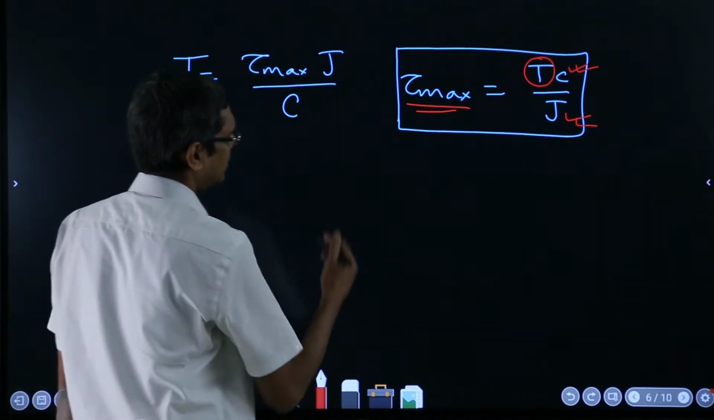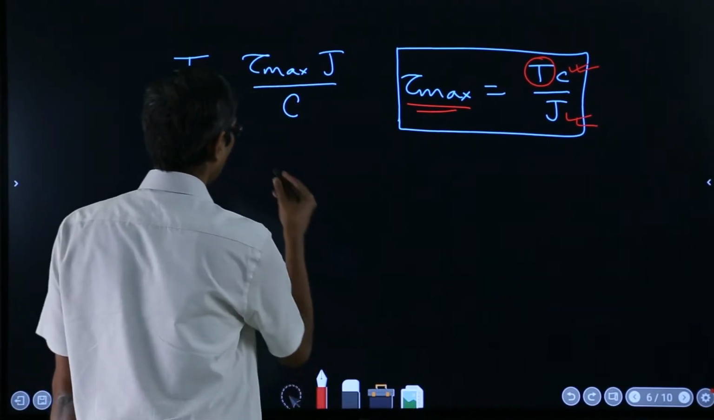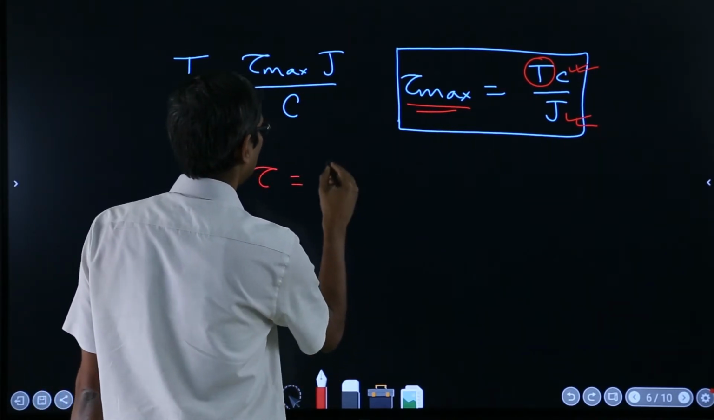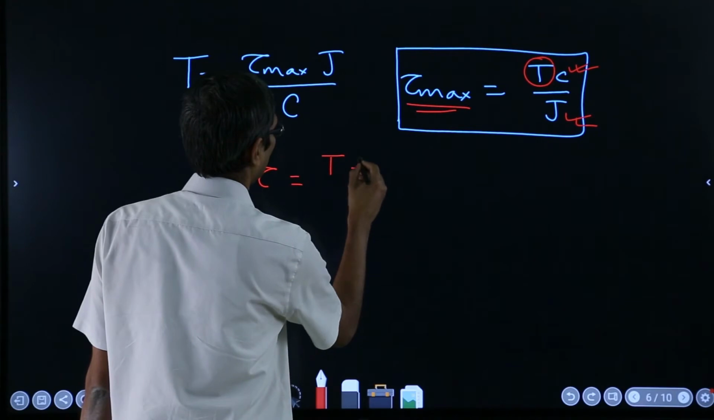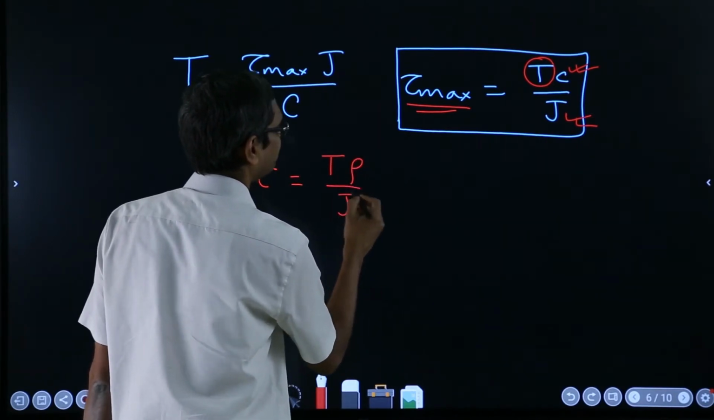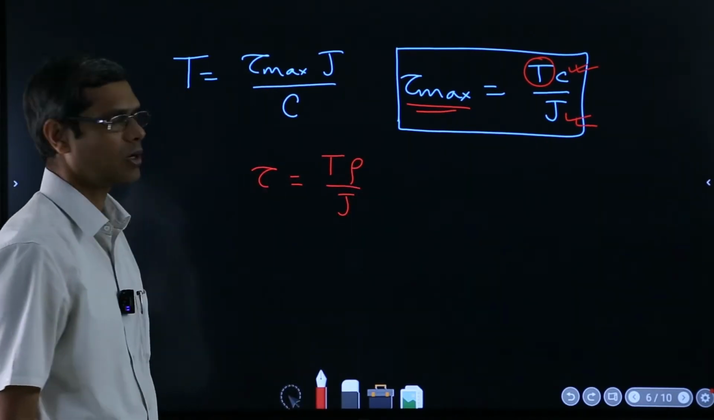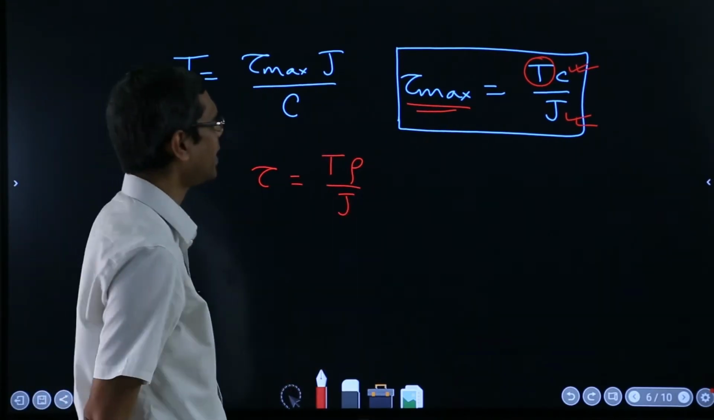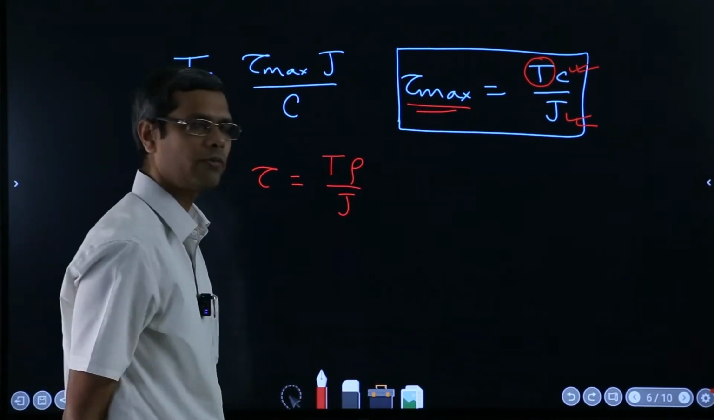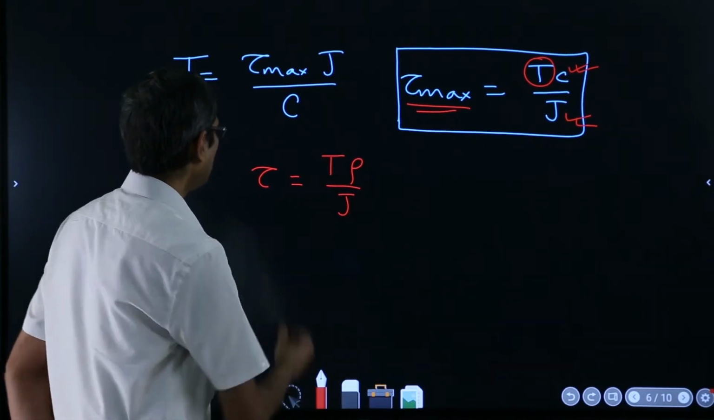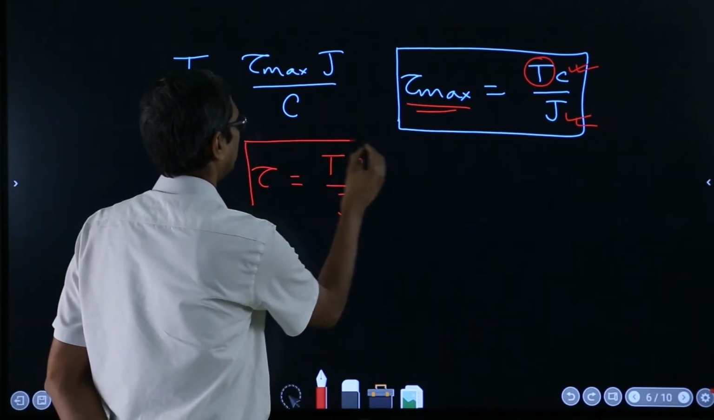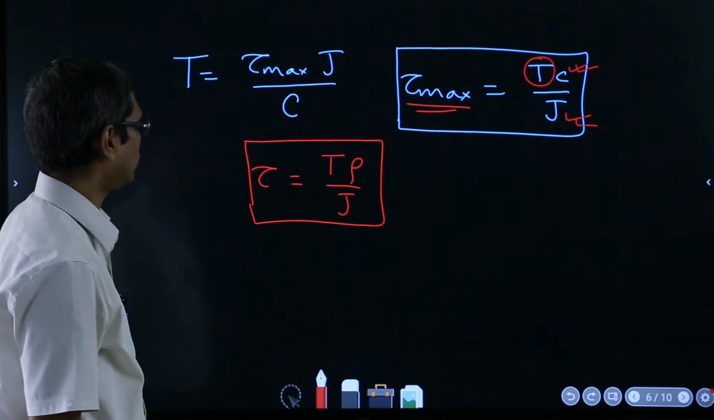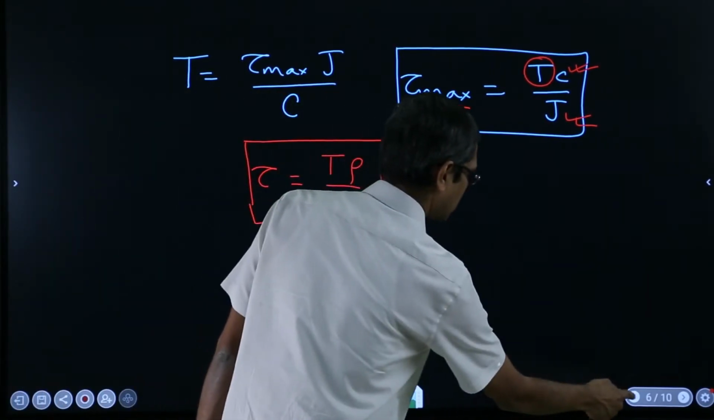Now if this is known, then we can always write tau to be T times rho over J, because we know that tau also varies like rho over C times tau max. So that from there we just write like this. Okay. So this is the variation of torque, stress, shear stress.